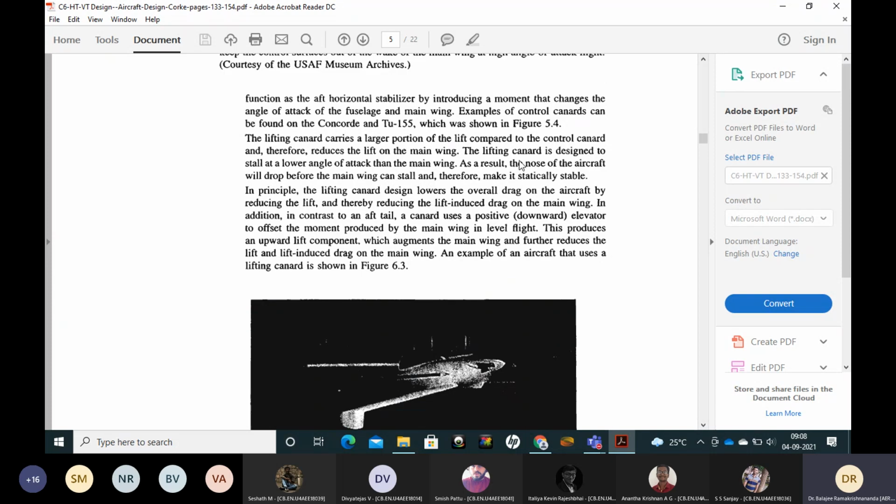So the lifting canard is designed to stall at a lower angle of attack than the main wing. If the canard stalls, you should immediately reduce the angle of attack so the wing will not stall. The nose of the aircraft will drop once the canard stalls, so the wing stall will be averted. So it will be automatically statically stable.